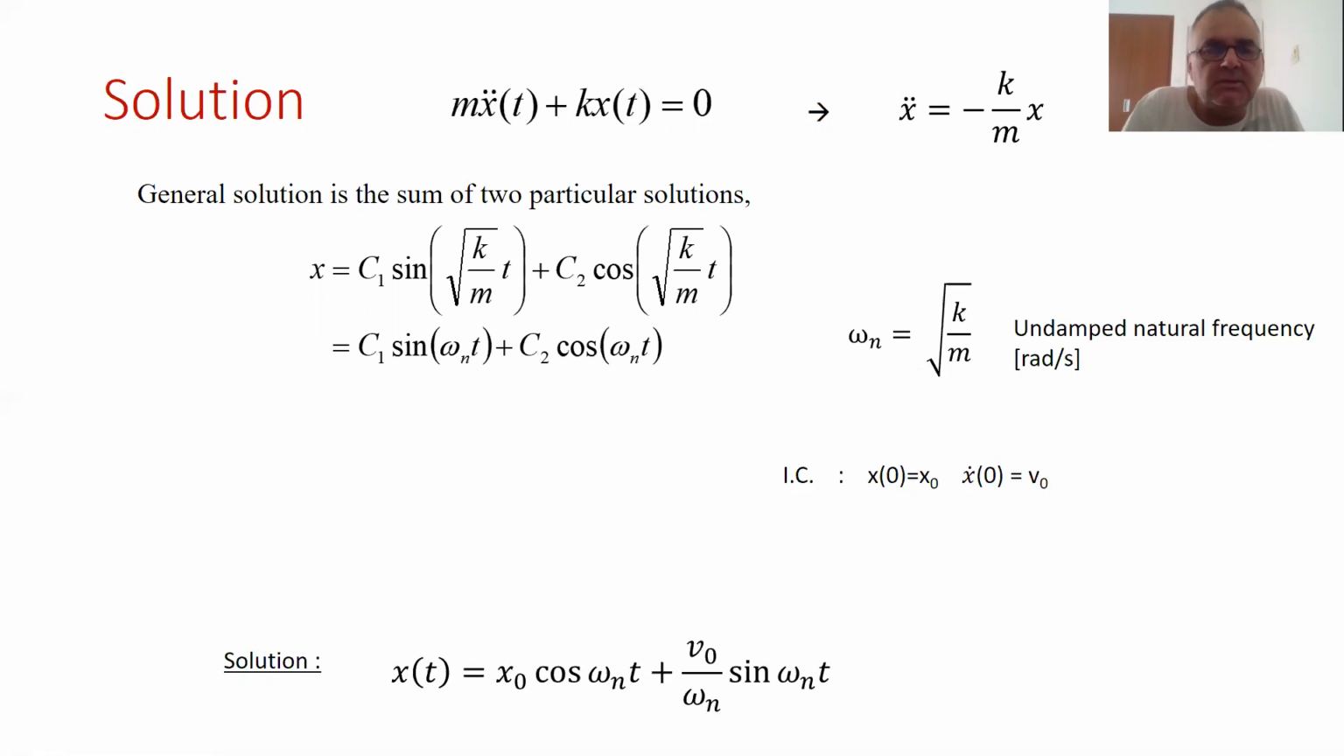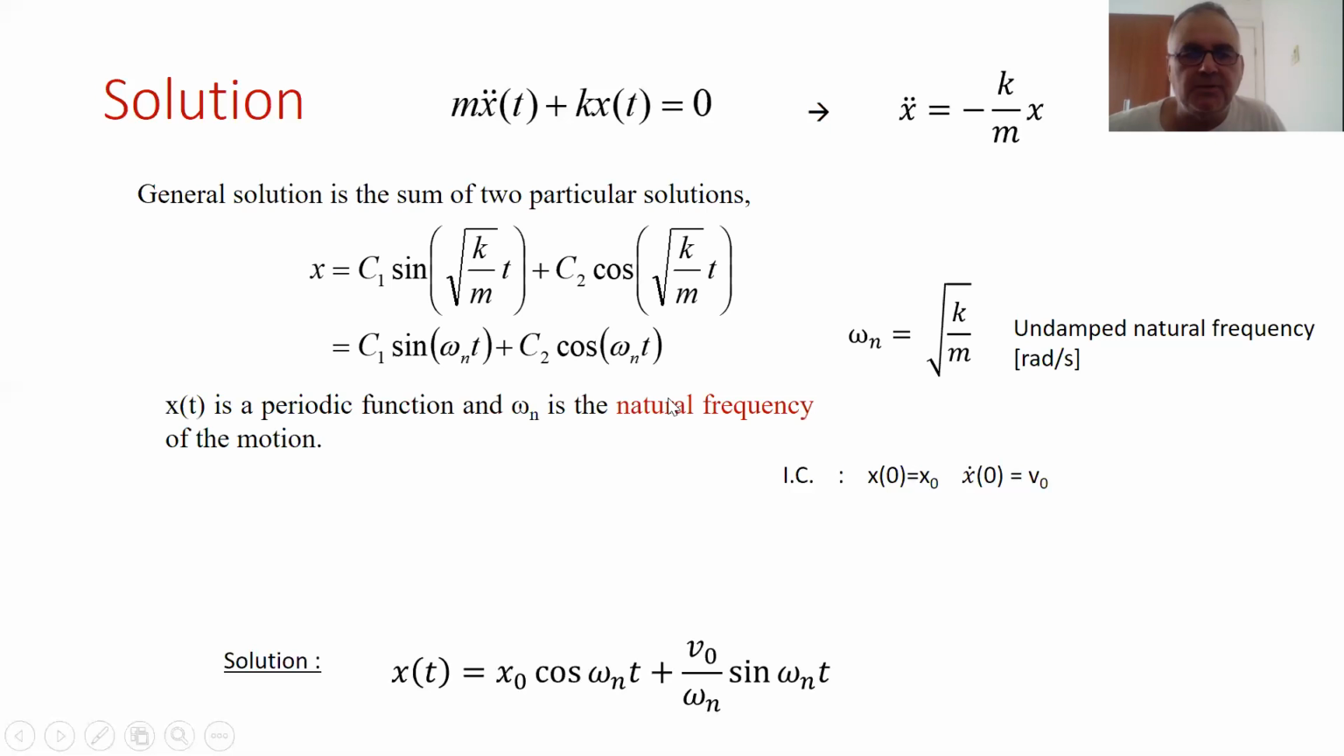When you let a system oscillate by itself with no external forcing, the system will oscillate at its natural frequency. And the natural unit for that is radians per second. That is, it is the circular natural frequency.